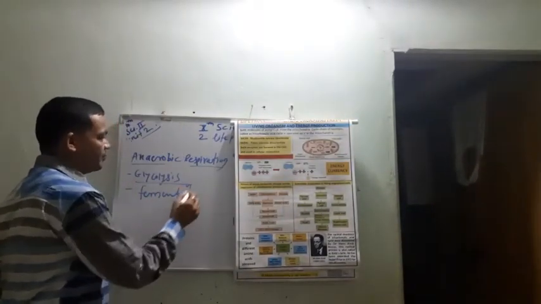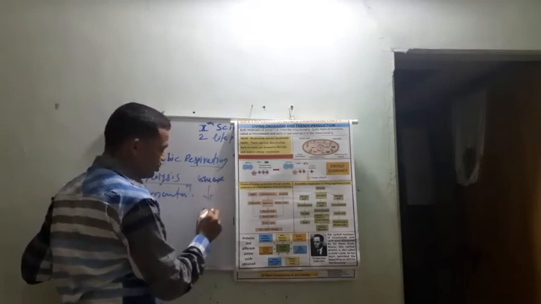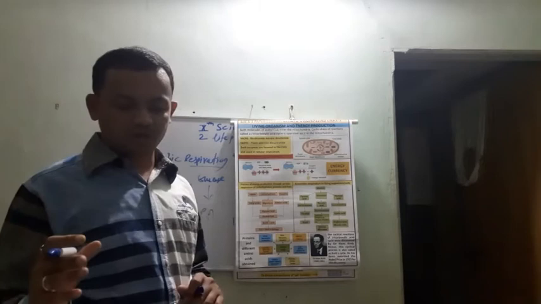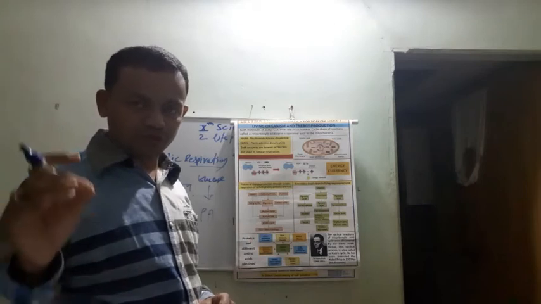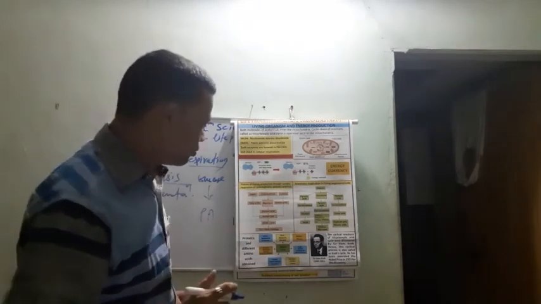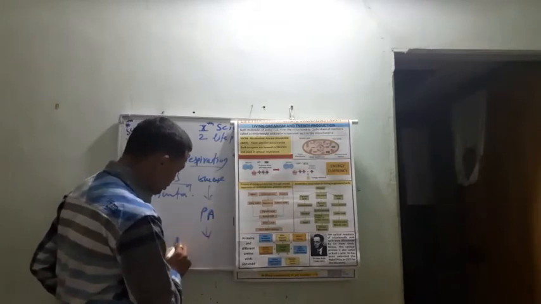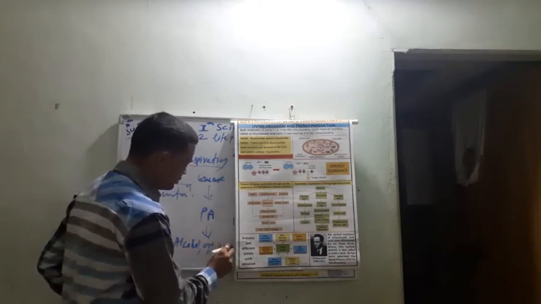See what happens here in glycolysis. Glucose is converted into pyruvic acid by the process of glycolysis, and after that this pyruvic acid is converted into organic acids or alcohols. This pyruvic acid is converted into alcohol and organic acids.